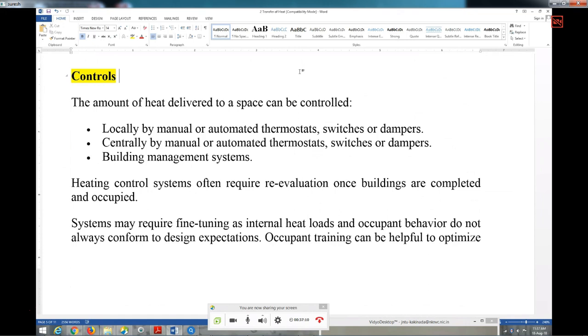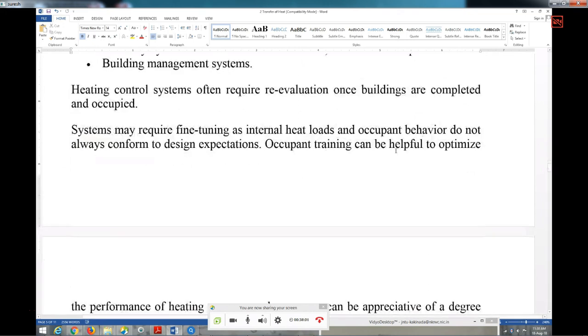Heating control systems often require re-verification once units are completed and occupied. So we can replace them with some heat control systems. According to the requirement, we transfer the heat to a particular room. How many persons are going to reside in a particular room or house, and whether the heat control systems are working properly or not, depending on the occupancy of this room, has to be re-verified after the heat control mechanisms are provided. So that has to be re-verified. Then some systems may require tuning, as heat flow behavior does not always match the design.